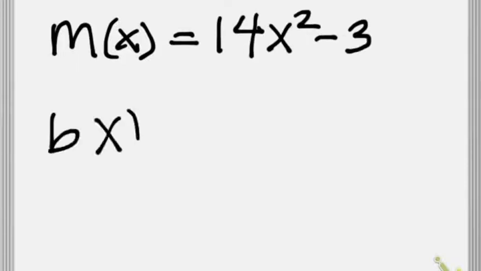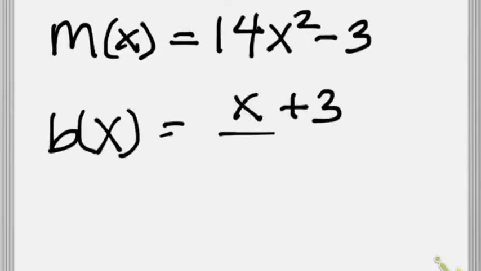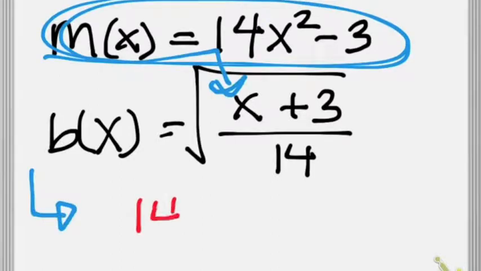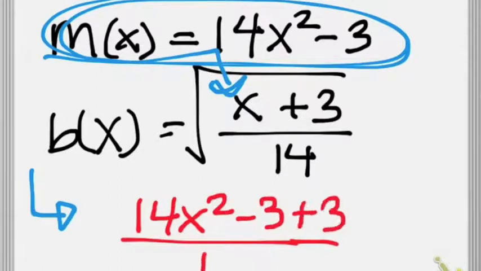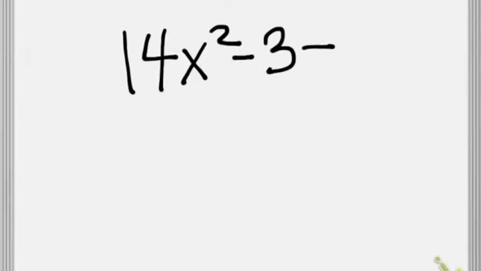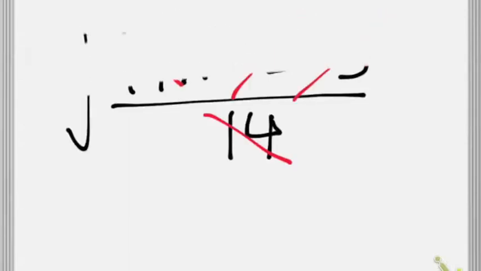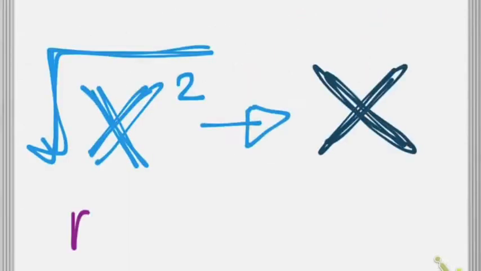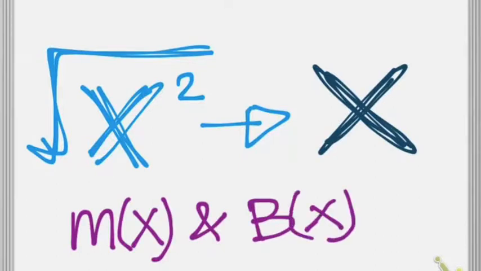Now here we have two equations, m of x and b of x. We can plug m of x into b of x again to see if these equations are inverses. So if we simplify the equations, we'll eventually get that the square root of x squared equals x. So that means that m of x and b of x are, yes, indeed, inverses.